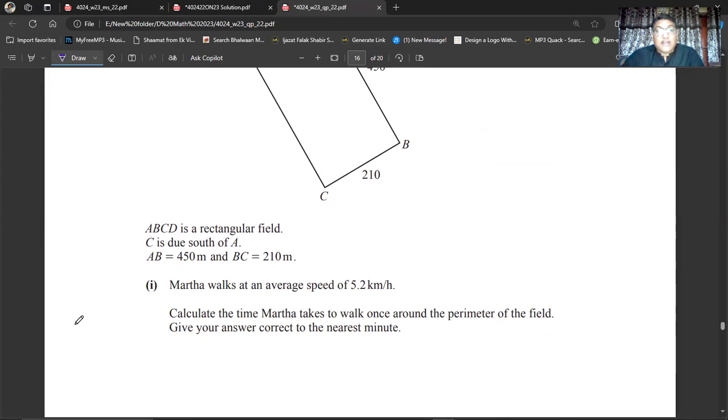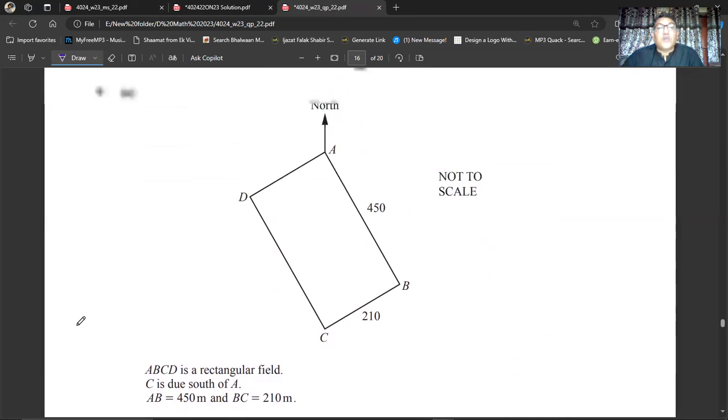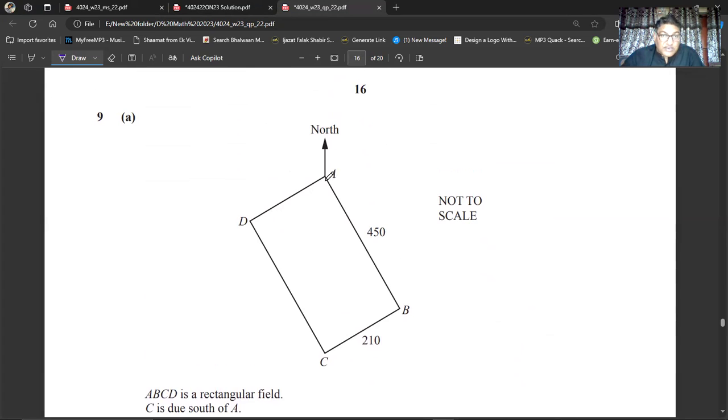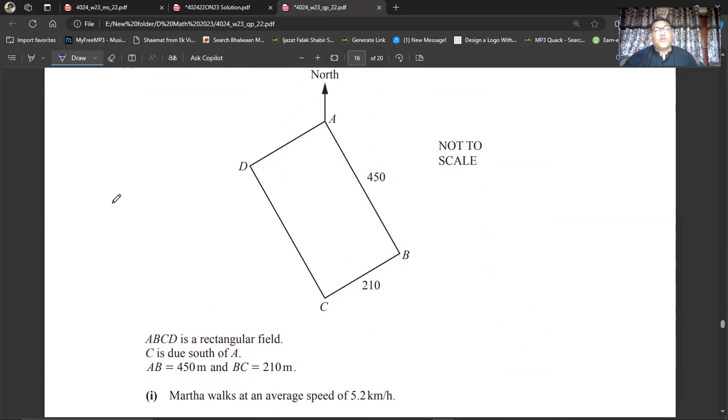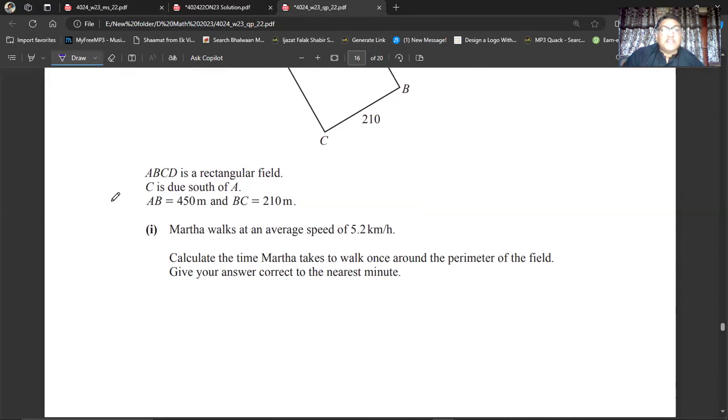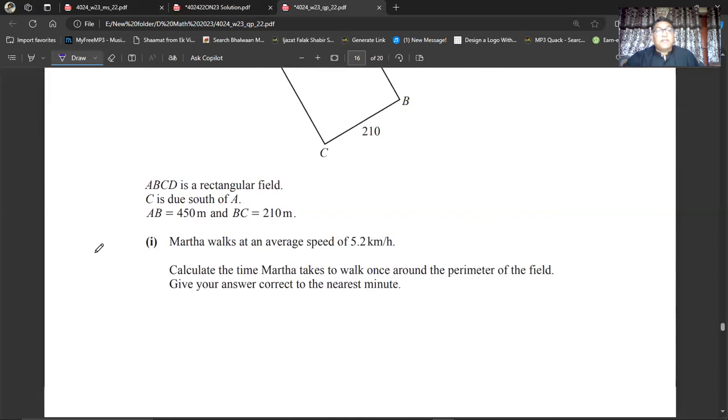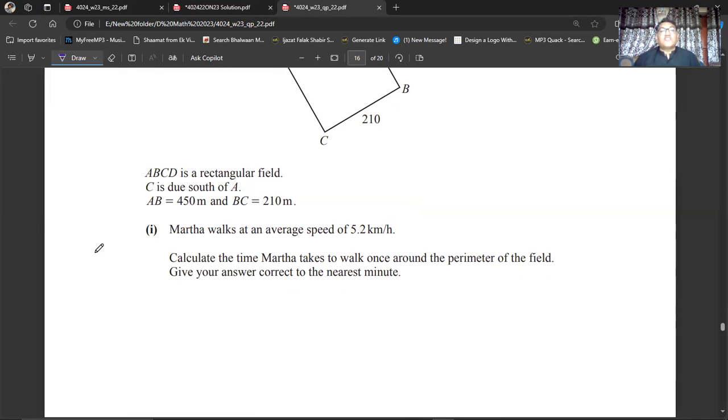ABCD is a rectangular field and C is due south of A. So when this is A, this is C, exactly south of A. AB is 450 meters, BC is 210 meters. And the first part, question number 9, it's A part. He says, Martha walks at an average speed of 5.2 kilometers per hour. Calculate the time Martha takes to walk once around the perimeter of the field. Give your answer correct to the nearest minute.